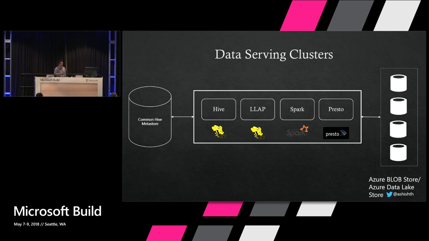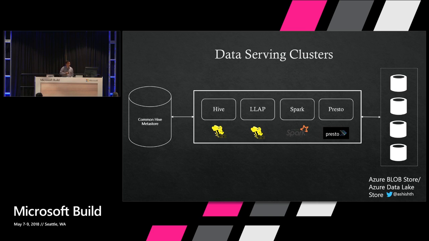Now, the second pattern is around what we call data serving clusters. Think about this scenario. We all represent very large organizations with lots of departments and lots of personas. A tool liked by maybe one data scientist may not be liked by other data scientists. I like Spark. You may like Hive. Somebody else in the organization may like Presto.